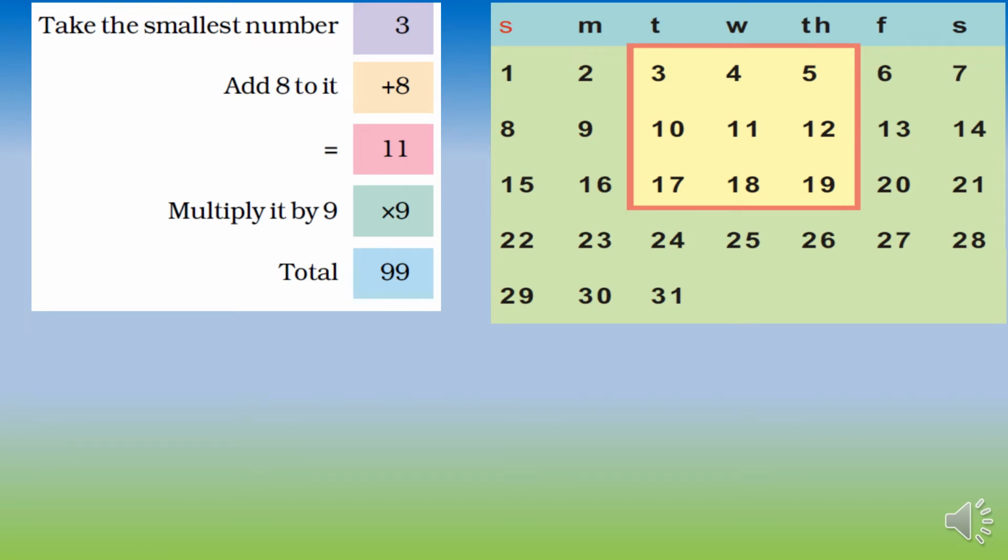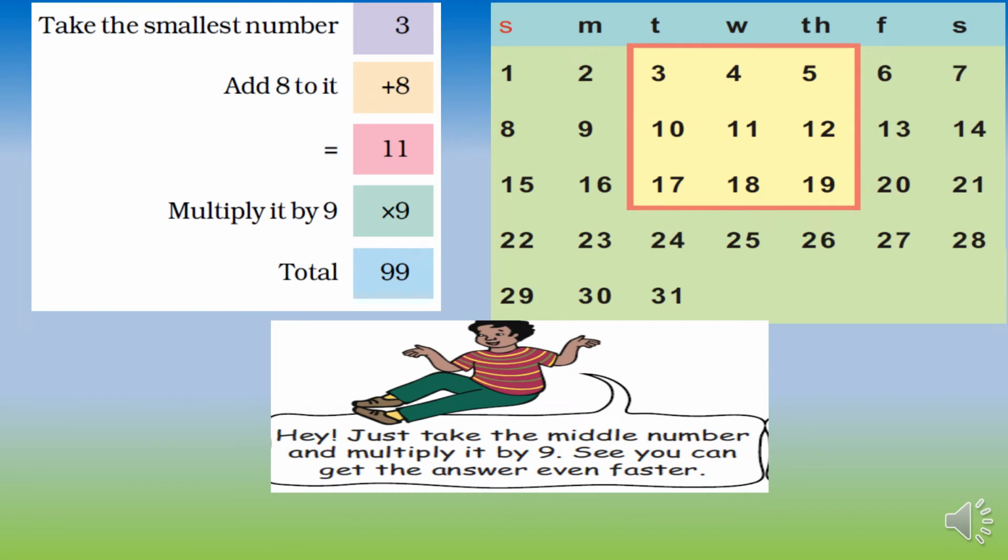Here is another trick. Just take the middle number and multiply it by 9. See, you can get the answer even faster. Here you can see the number in the middle is 11, and if you multiply it with 9, you will get 99. So it would be a little bit faster.